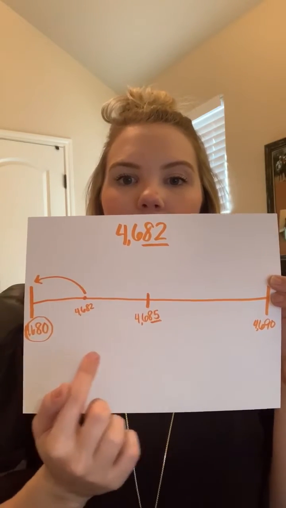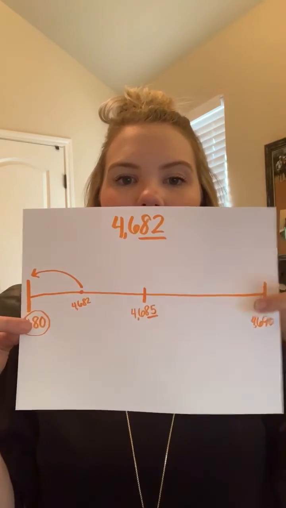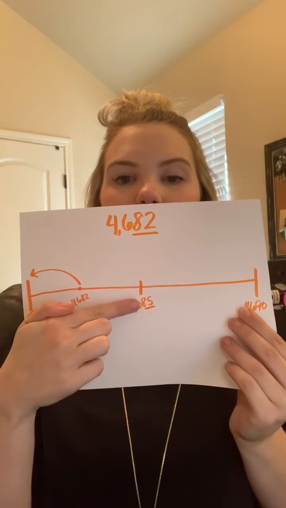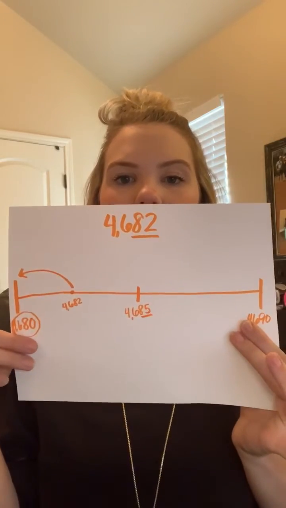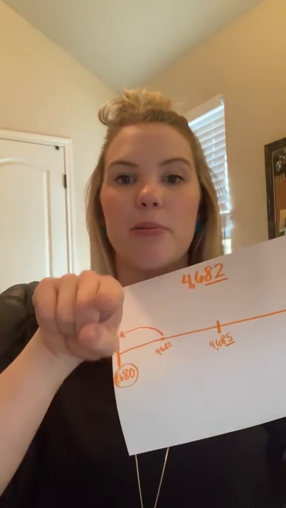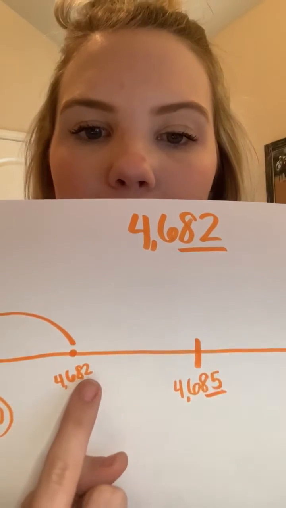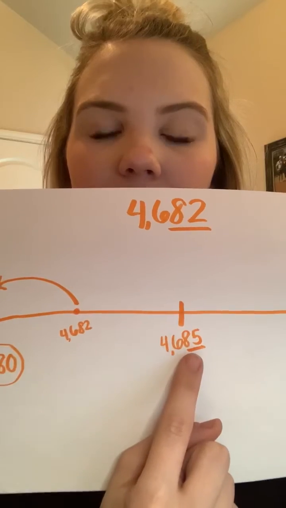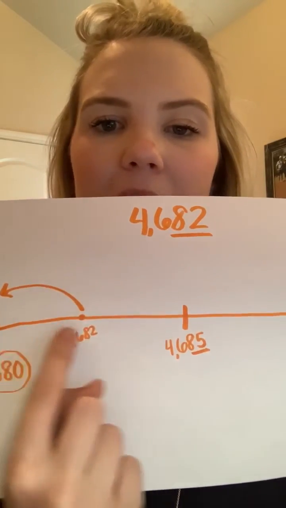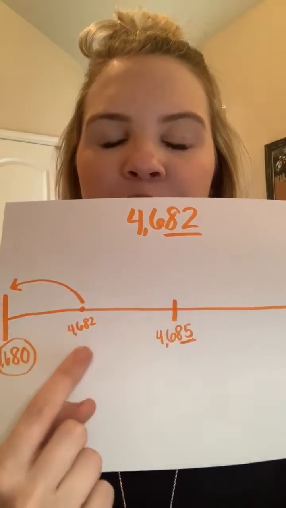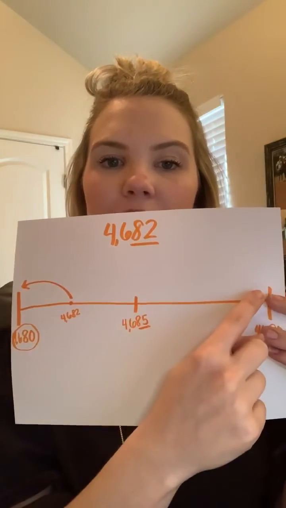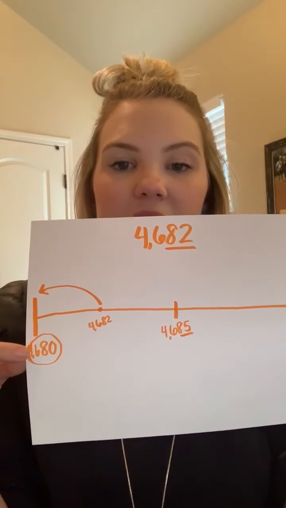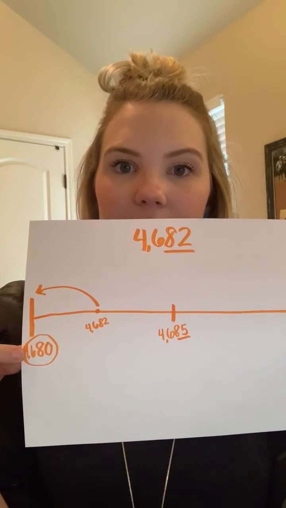Again, I mark my halfway. So I'm asking myself, what is halfway between 80 and 90? Well, 85 is. So I put my 85 and then add back on my 4,600. After that, I'm going to plot my number. So I plotted my number and I put it here because I know that 82 is less than 85. So I put it right about here. Really, it doesn't matter where you put it as long as it's on the correct side. Now I ask myself, is it more than halfway or less than halfway? And it's less than halfway. So it rounds down to 4,680.